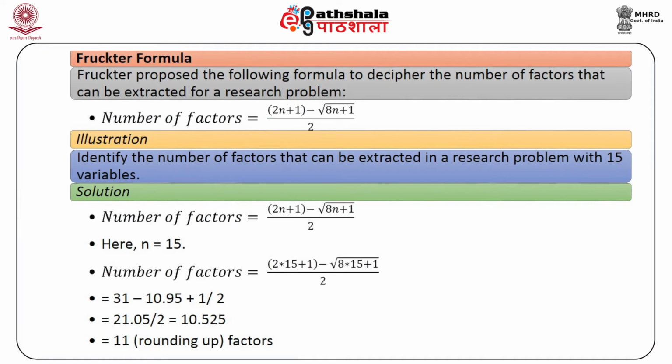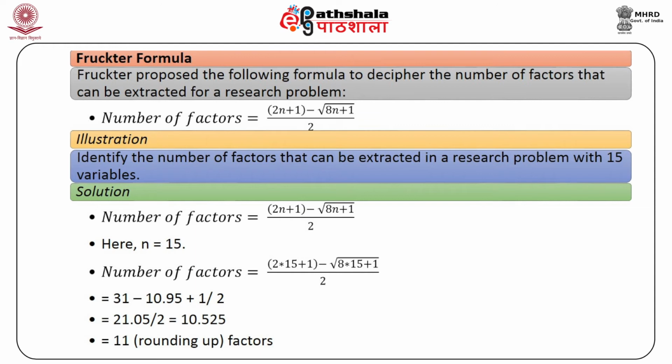Factor proposed the formula to decipher the number of factors that can be extracted for a research problem. The formula is that the number of factors should be equal to 2n plus 1 minus under root of 8n plus 1, divided by 2. Now, on application of this formula, we can arrive at the number of factors that should be ideally expected from a correlation matrix, and they should be extracted. Now, in this formula, n is equal to the number of variables in the correlation matrix.